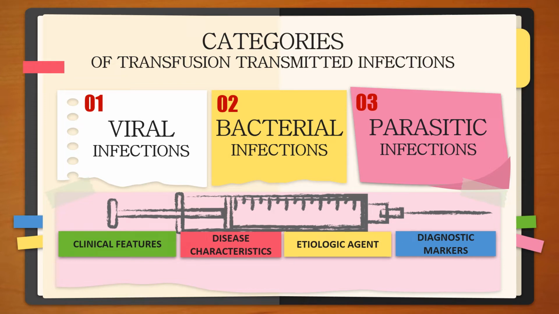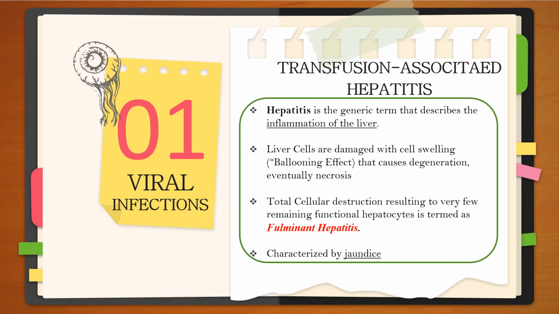And I will also be presenting a few of the clinical features of some of the transfusion-related infections and their disease characteristics, etiologic agent, and the diagnostic markers. So, okay, class, for the rest of the following slides, we will not be including the cytologic or molecular level of the disease mechanisms and their complex pathology. Number one, viral infections.